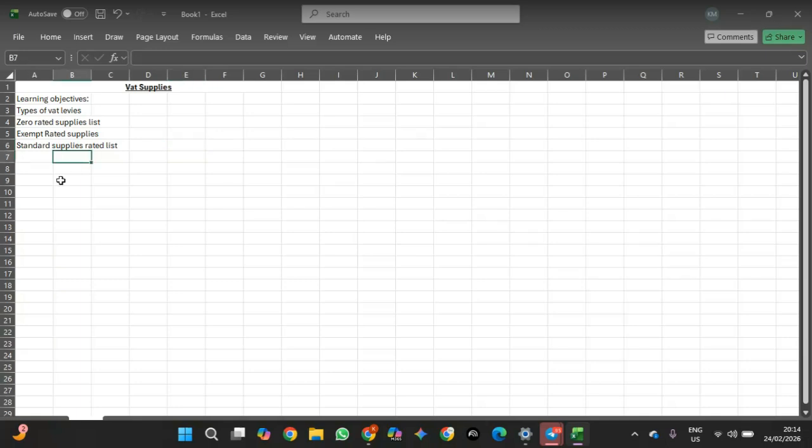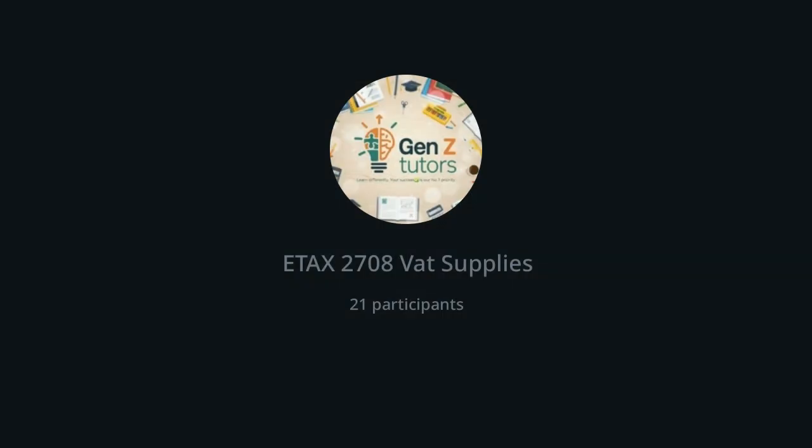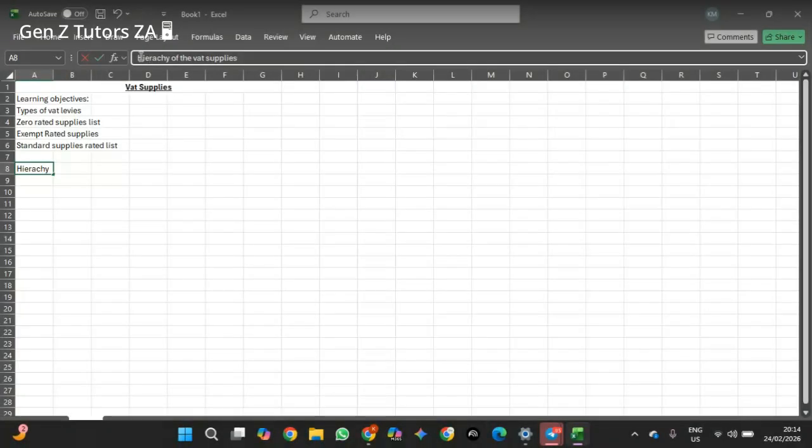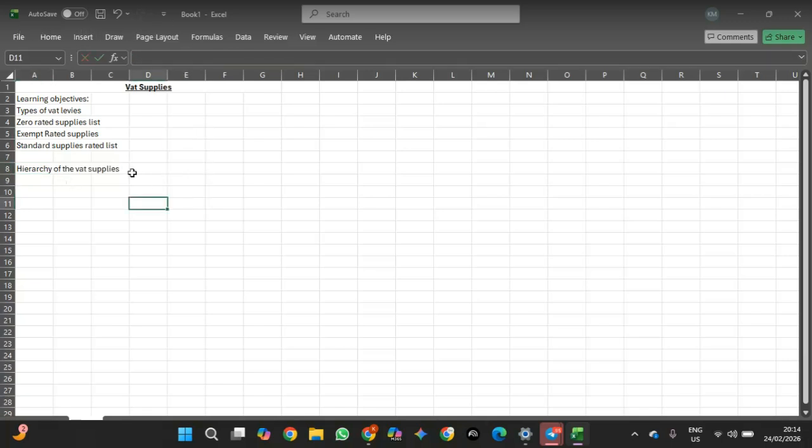And then also, you need to know the hierarchy of the VAT supplies, which one starts first and stuff like that. Please ignore my typing errors with words like hierarchy. Okay. Then you need to know the hierarchy of VAT supplies. Then what else do you need? Okay, I think that's all you need. So basically, that's what the lecture is about.